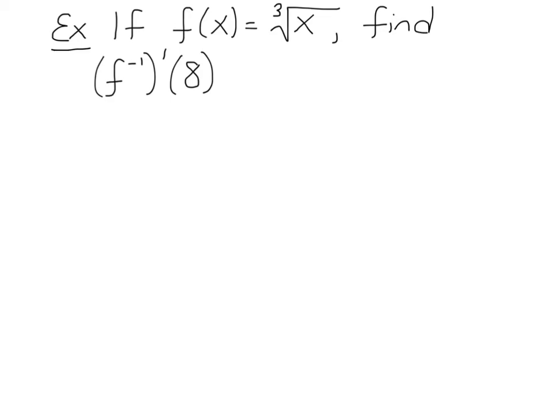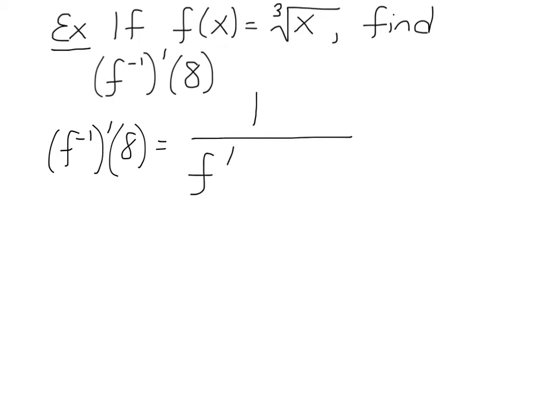All right, so for this one, I'm going to do this two ways. I'm going to start off by using my rule that we've been talking about. So I want the derivative of f inverse evaluated at 8. So my rule says that the slopes will be reciprocals, so it'll be 1 over f prime, but I need to evaluate it at, not g, we haven't been using that notation, at f inverse of 8.